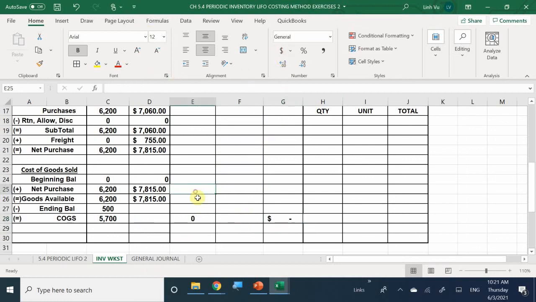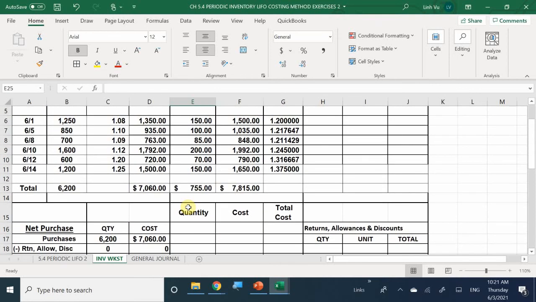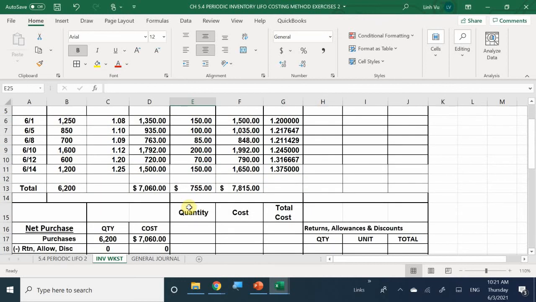Right. So we're using LIFO. We have a total of 5,700 units to sell, and we're looking at LIFO. So which batch are we taking out from first? June 14. June 14 for the 1,200. All right.